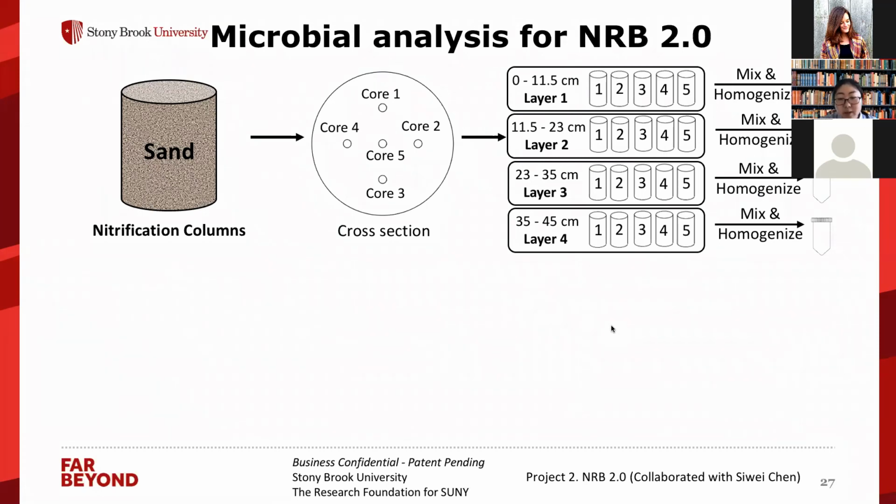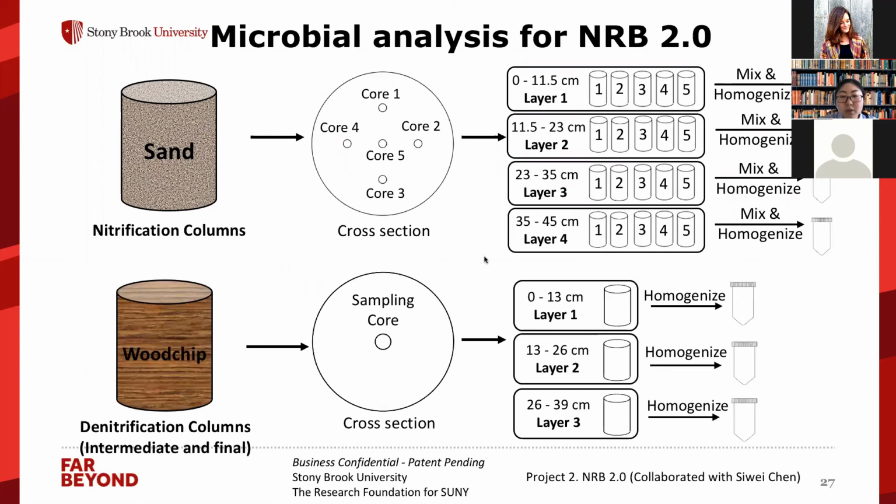For the next generation NRB project, we have collected solid samples in nitrification and denitrification columns. You can see from the figures, 5 sand cores were taken from each nitrification column, and 1 wood chip core was taken from the center of each denitrification column. Each sand core from nitrification columns was sectioned into 4 samples, corresponding to 4 different layers. And each wood chip core was sectioned into 3 samples, corresponding to 3 different layers. The sand samples at the same depth interval were mixed into 1 sample for further qPCR assays.